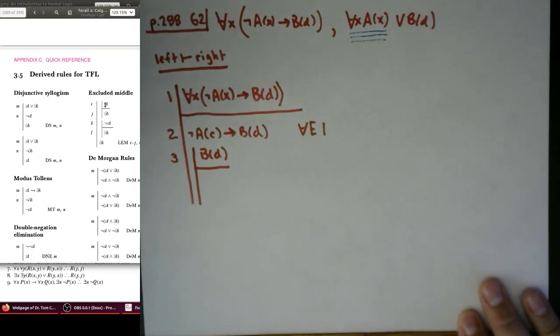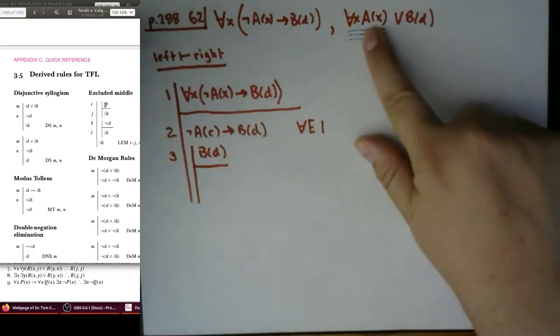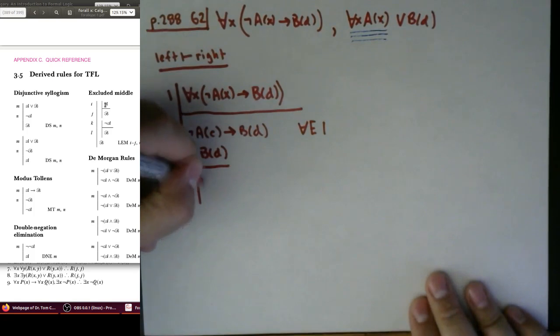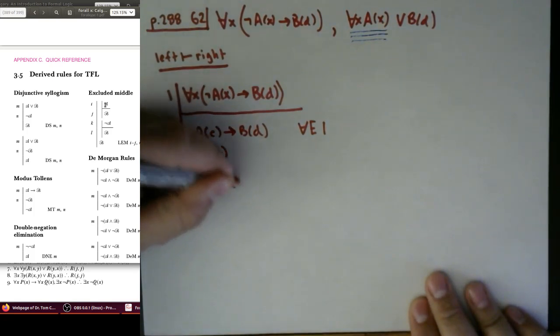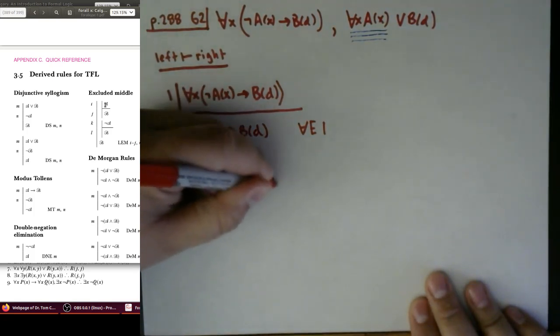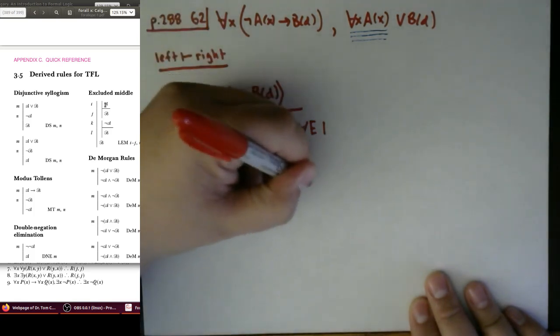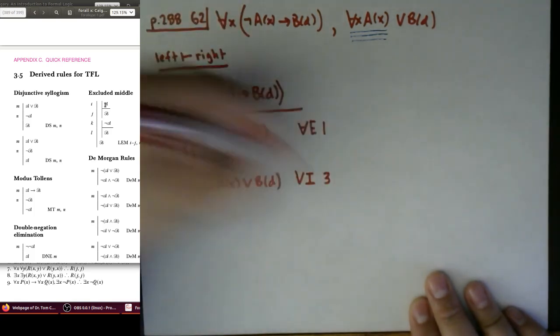So first thing I'm going to assume is B of D. From this, I have this, and I have an OR between them. I can immediately jump to what I want. No questions asked. I can just put whatever I want there. That's OR introduction on line 3. So that was the easy one.